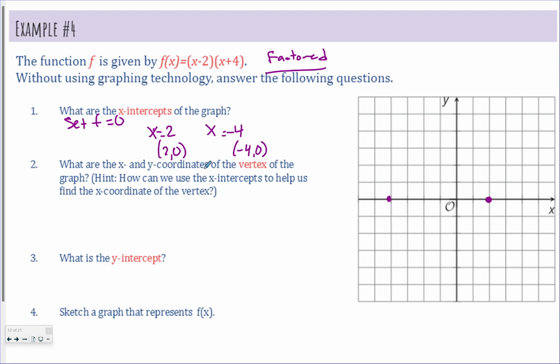What are the x and y coordinates of the vertex of the graph? Ooh, okay. So it's great if we have vertex form. We don't. Can we write it in vertex form? Yeah, but that requires completing the square, and we're not there yet. Yeah, that doesn't even sound very good, does it? Anyway, what else do you know? It says, how can we use the x-intercepts? Hey, wait a minute. Isn't a parabola symmetrical?